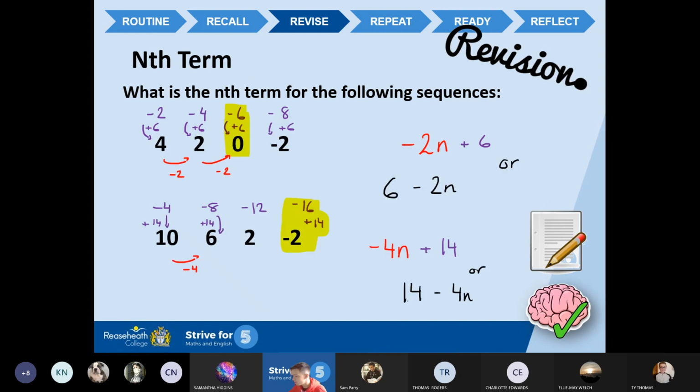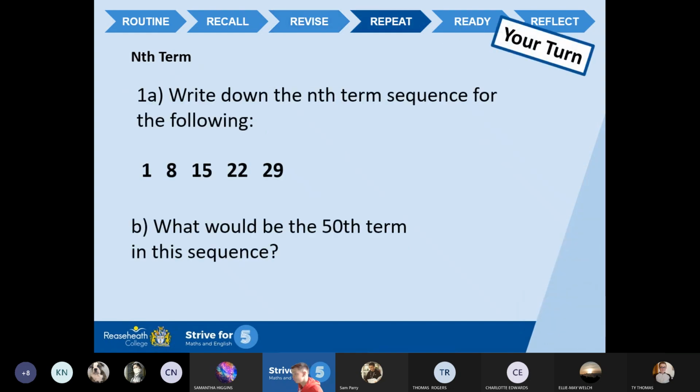OK, guys, what we'll do, we'll look at these questions. We'll see if I can get them right and we'll see if we all get the same answers. That'd be a nice way to finish if we're all singing from the same hymn sheet. OK, so. Write down the nth term of the sequence for the following: 1, 8, 15, 22, 29.